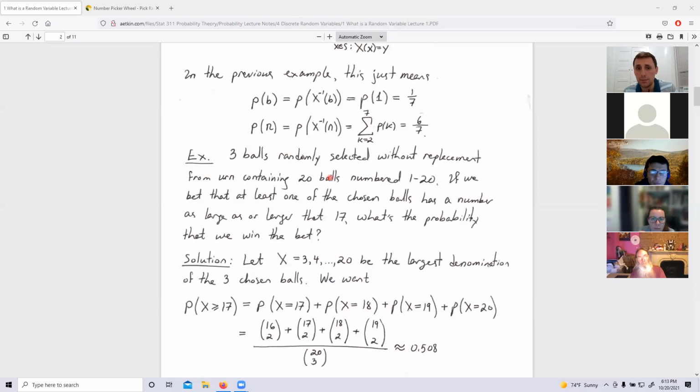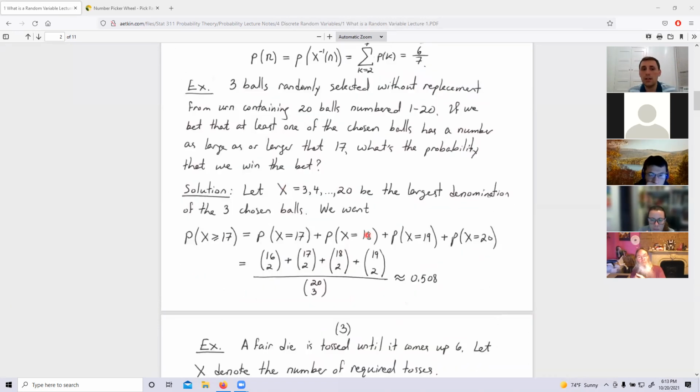We have a sample space here. A sample space consists of 20 choose 3 universes. Do you agree? 20 choose 3 universes. Each universe tells you the denominations of the balls that were picked. Do you agree? And what does X do to each of those? It picks up the biggest one that you have there.